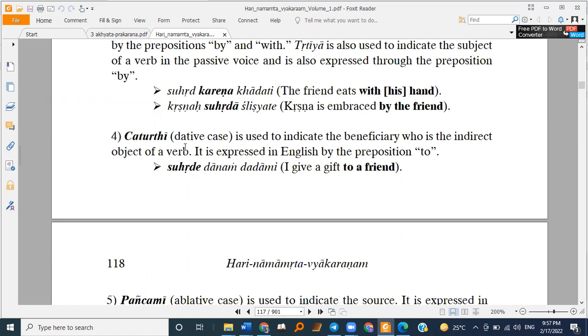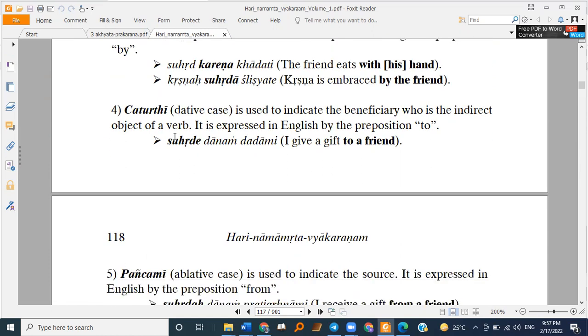Then the Chaturthi, fourth case, is dative. It is used to indicate the beneficiary, like in banks, they have beneficiary, add beneficiary and all. So it is used to indicate the beneficiary who is the indirect object of a verb. So basically, it's the beneficiary of the activity.